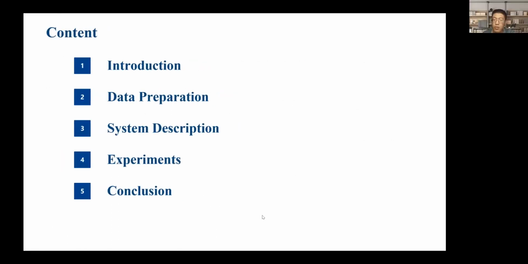First, we will introduce the background of Code-Switching ASR, and then we will describe our data preparation methods and system architecture. Finally, we will introduce our experiment settings and the results.